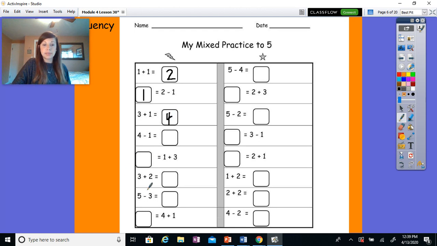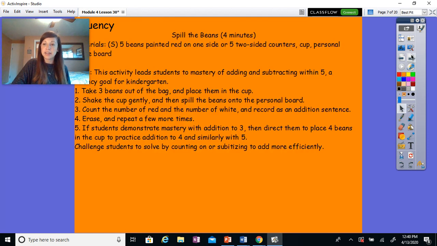Okay, let's skip down to here. 3 plus 2 equals. 3 plus 2 equals 1, 2, 3, 4, 5. So that equals 5. Over, down, and around for big fat belly. Let's do one more together. 5 minus 3 equals. That means I need to take away. So if I have 5 and I take 3 away, 1, 2, 3, I have 2 left. Around and back on the railroad track. Excellent. Let's move on to our practice problem.